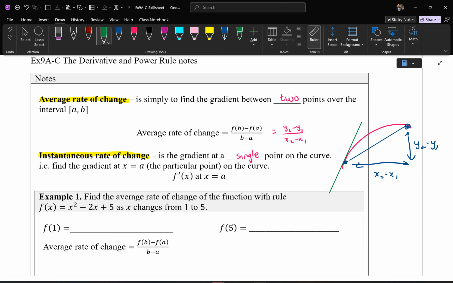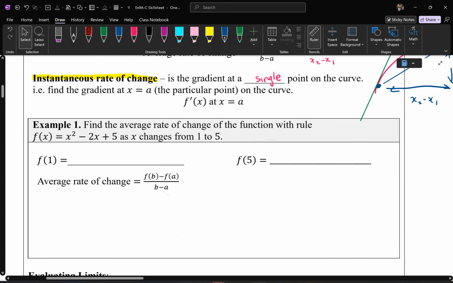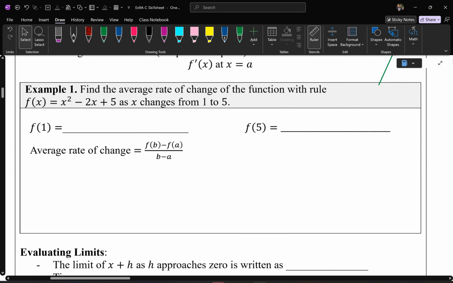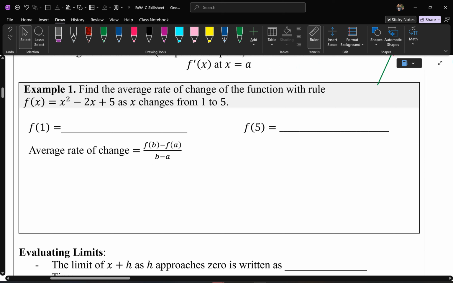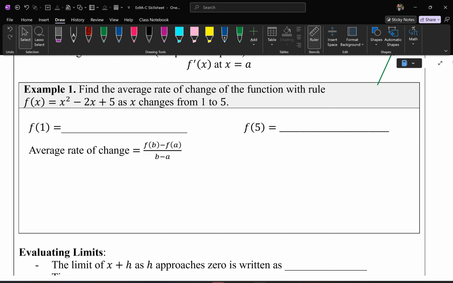All right, here we go. These are the notations. F dash of x means find the derivative or the instantaneous gradient at x equals a. Here's an example. Find the average rate of change of the function with rule f of x equals x squared minus 2x plus 5, so you've got a quadratic graph, as x changes from 1 to 5.